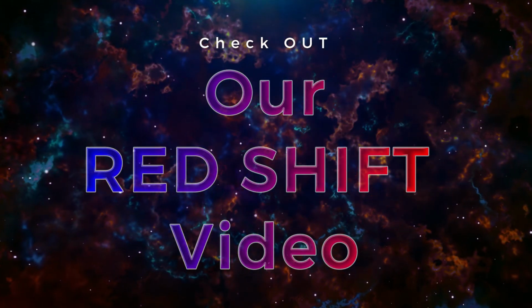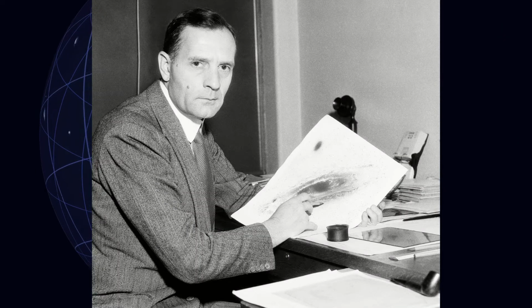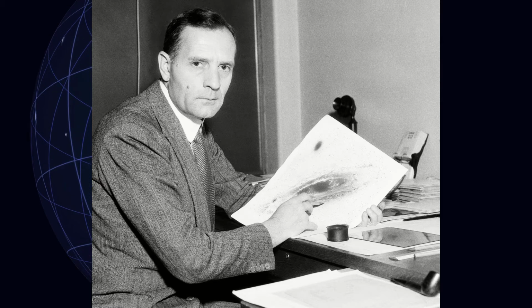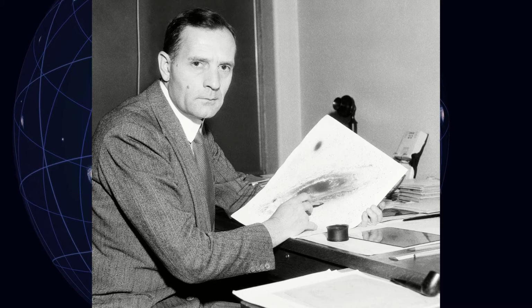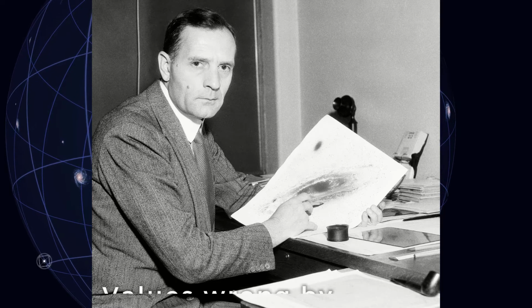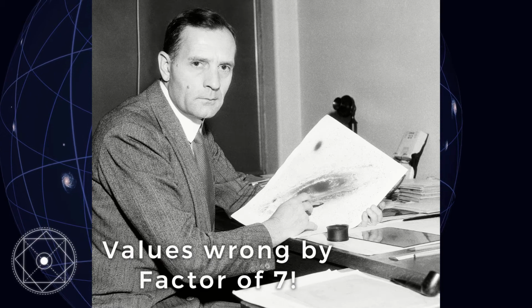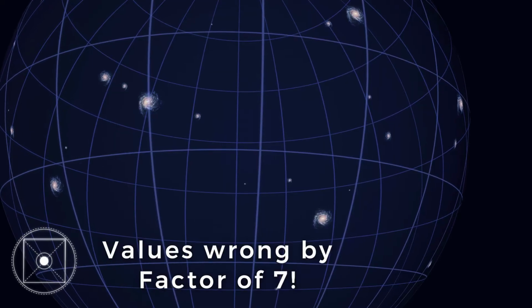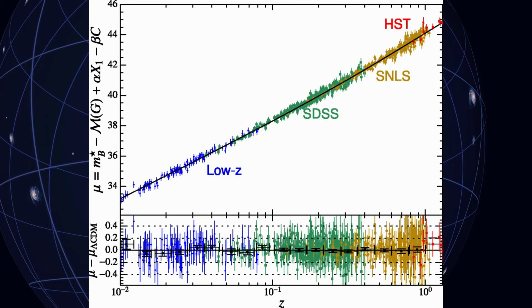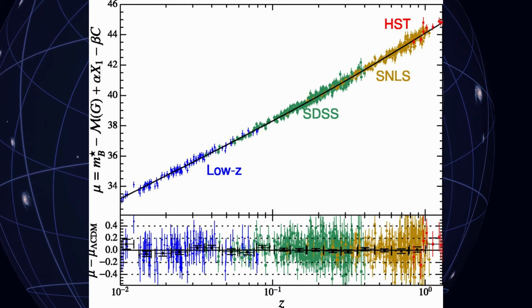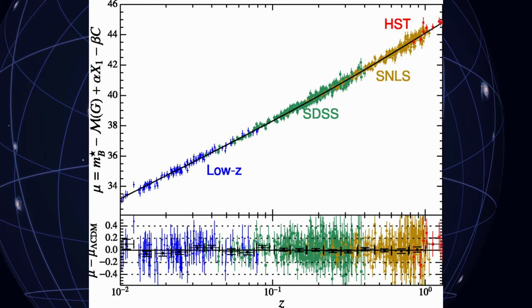Over the following years, using much more sophisticated equipment, many observations have been made, which all show Hubble's law was right. However, Hubble's values for his distances were wrong by a factor of about 7. So all the distances were too small by a factor of 7. And the expansion rate of H0 was too large by the same factor.